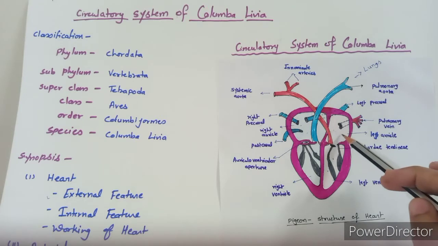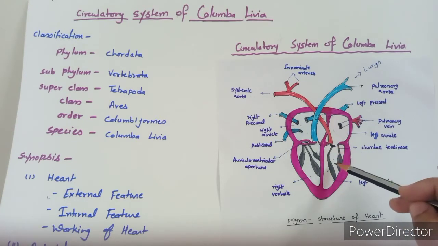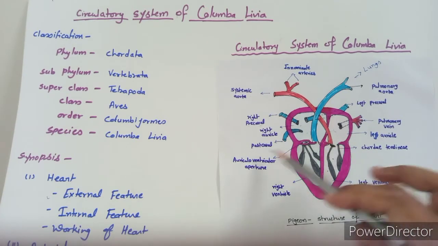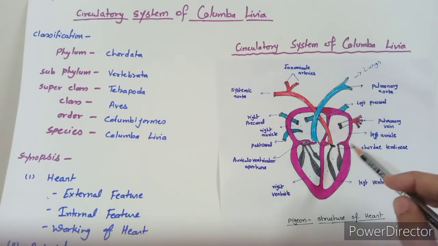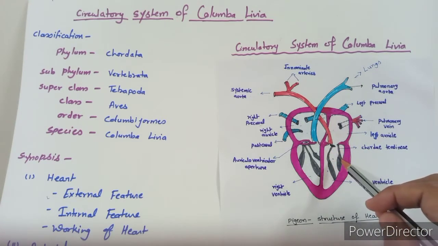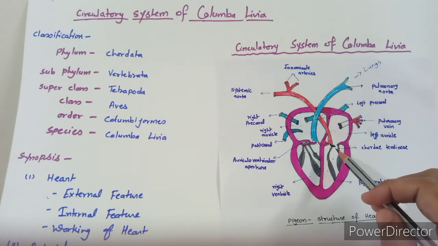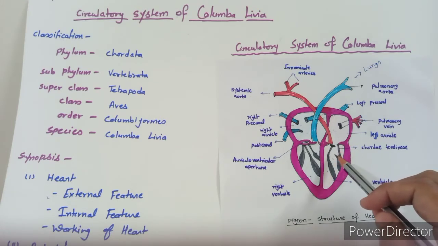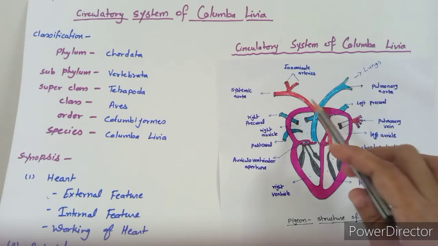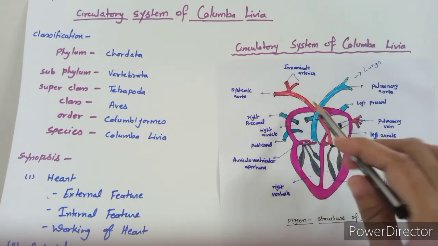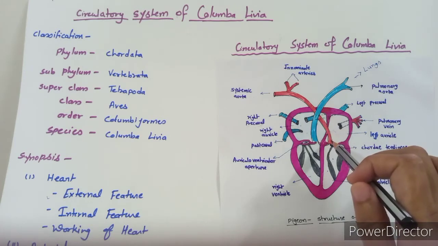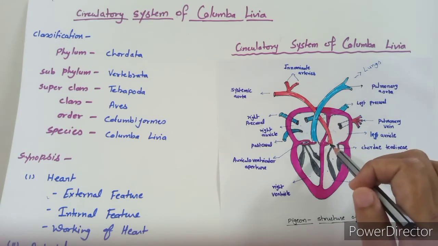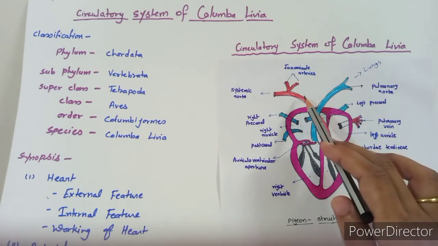Now the left auricle opens into the left ventricle with the same auriculoventricular aperture, and now all the oxygenated blood collects in the left ventricle, and from the left ventricle arises the dorsal aorta. This is the dorsal aorta, and it circulates all the oxygenated blood to all the body parts.